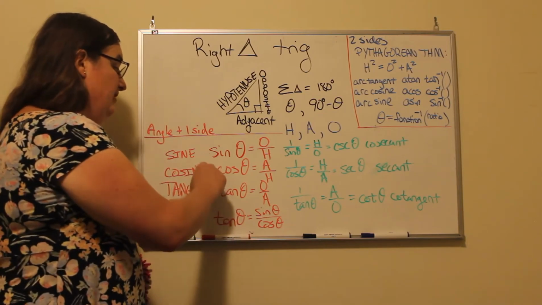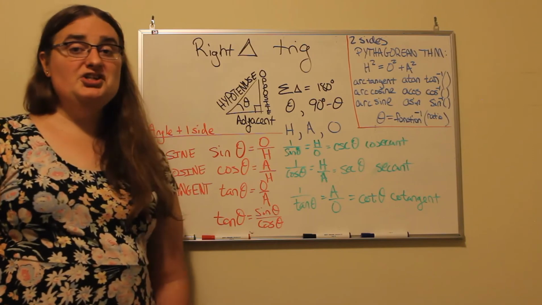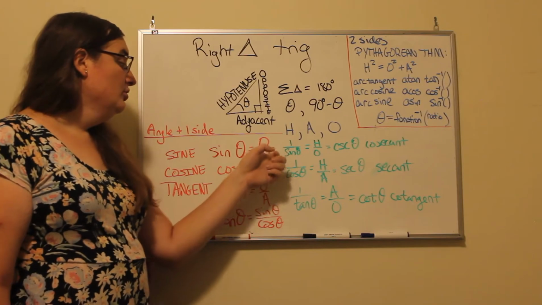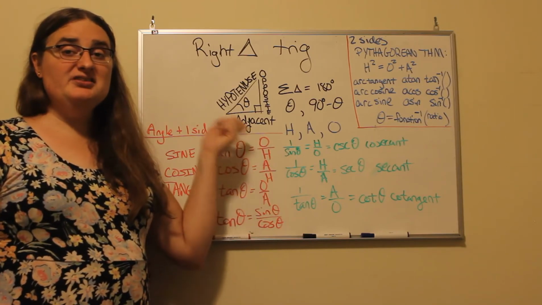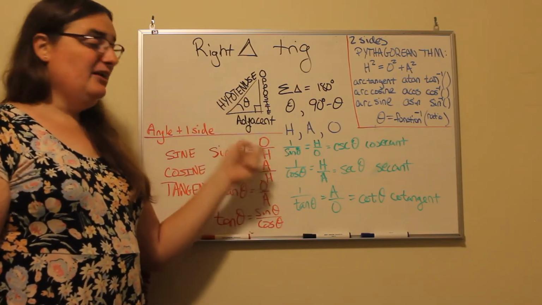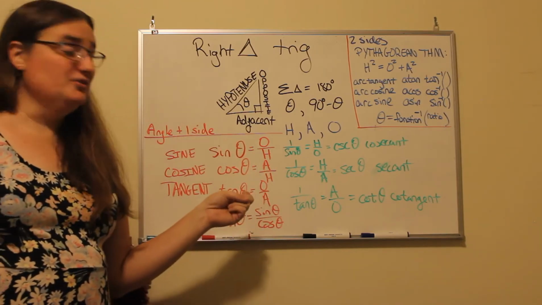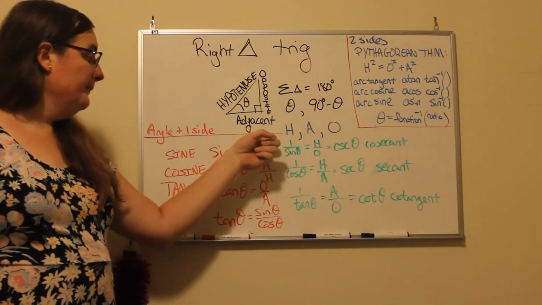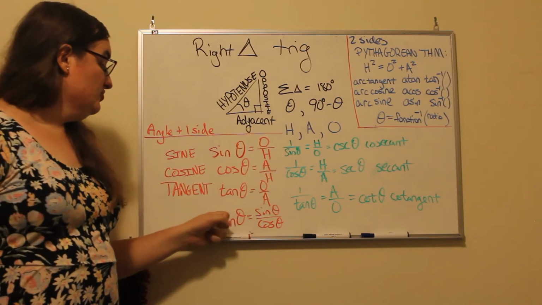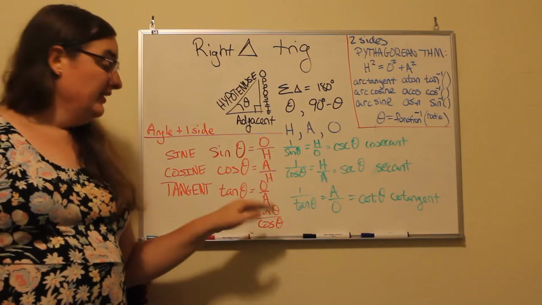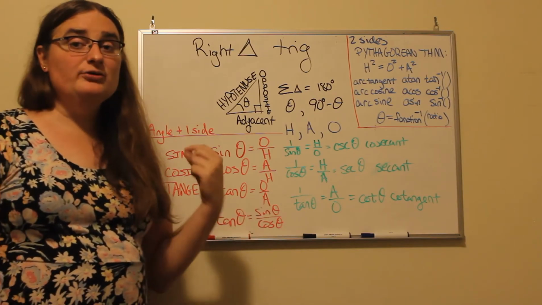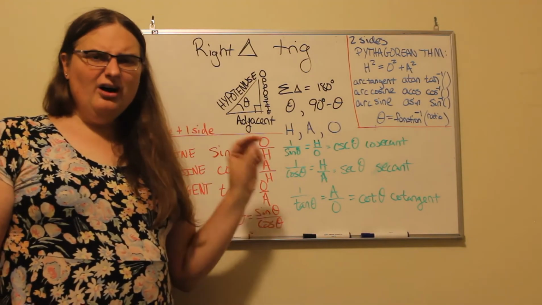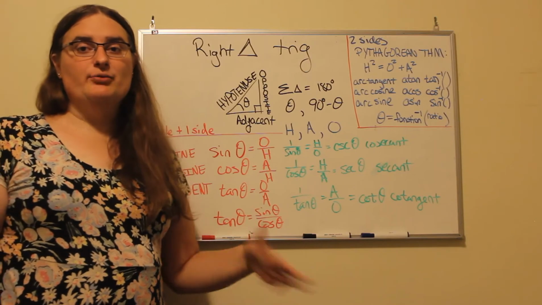Now, if you were to take these first two ratios and divide them, you'd have sine divided by cosine. Well, on the other side of the fraction, you'd have opposite divided by hypotenuse, divided by adjacent divided by hypotenuse. That 1 over hypotenuse cancels out, and that gives you opposite over adjacent. So that means that the tangent of the angle is also the sine of the angle divided by the cosine of the angle.